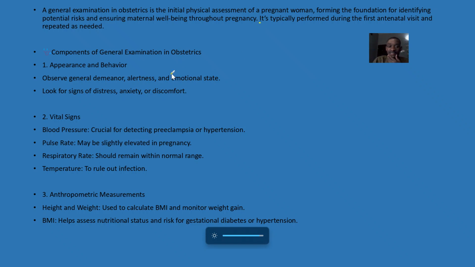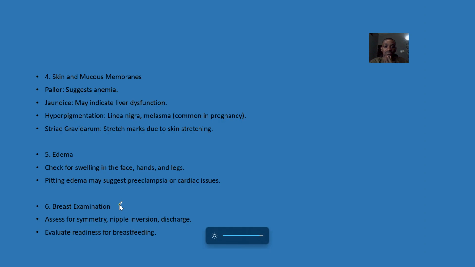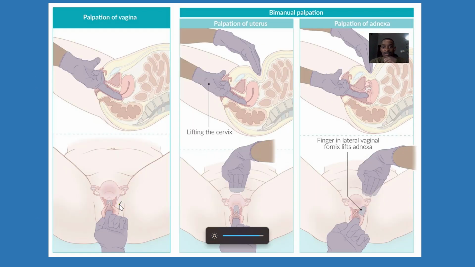For the general physical examination, you should observe the general appearance of the person, and look out for any signs of anxiety, distress, or anything alarming. Then for the vital signs, you check the person's blood pressure, pulse rate, respiratory rate, temperature and so on. For the anthropometric measurements, you measure their weight, their height, then body mass index. Okay, so this is a bimanual palpation, or bimanual examination.